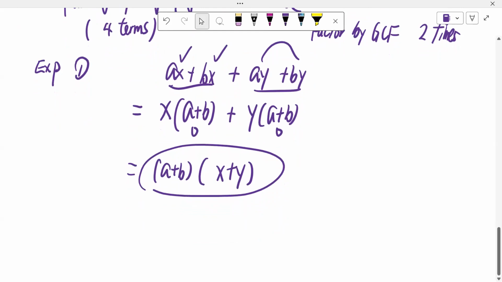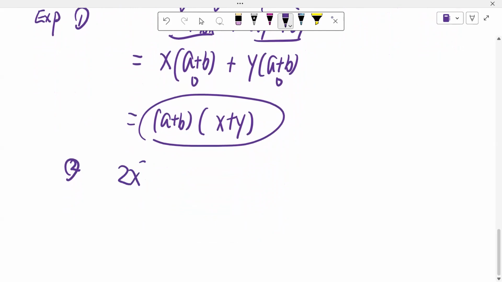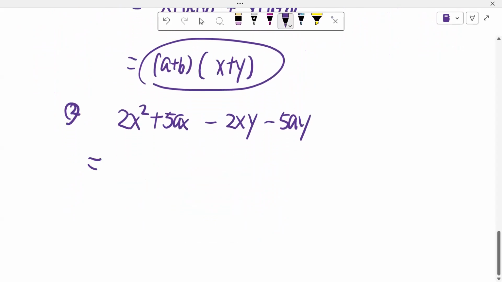Okay, any question about this? Let's look at another one. Let's say we get 2x squared plus 5ax minus 2xy minus 5ay. So for the first two terms, the GCF is just x. And after factoring x out, 2x squared over x is 2x, 5ax over x is 5a.